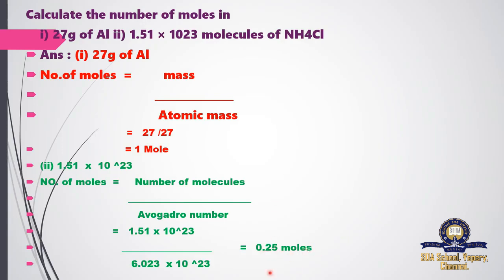So here we have two types. One, they are giving a weight and asking for moles. And one more, they are giving molecules and asking for moles. So when the molecules are given, we can use the Avogadro number. When the atoms are given, we can use the atomic mass. So this is the difference. Atom given means we need to use atomic mass. When the molecules are given, we can use Avogadro's number.